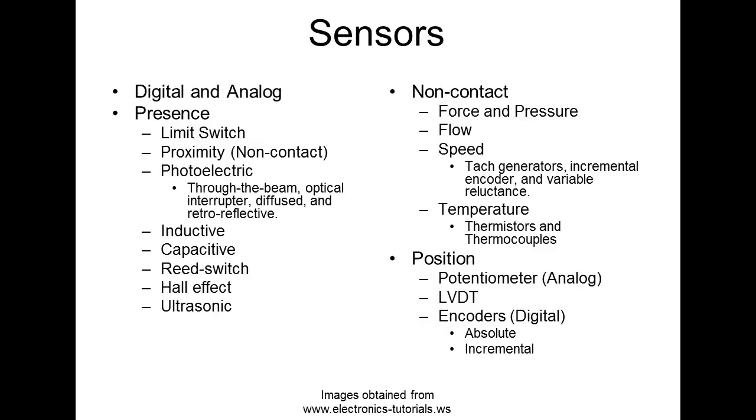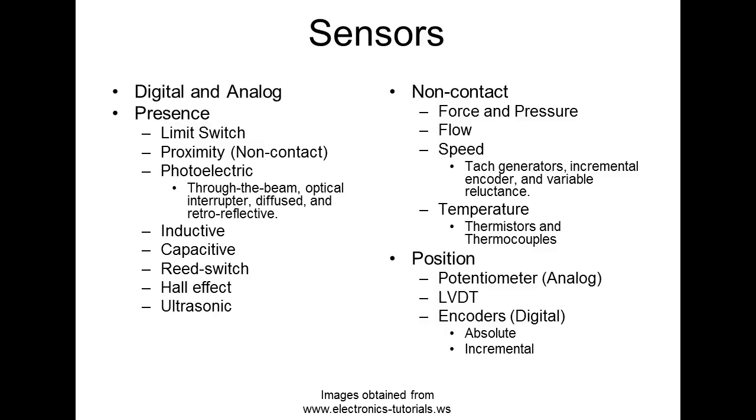So these are different types of sensors. We have sensors that sense presence, and then we have sensors that sense positions. We have sensors that sense metals, liquids and solids, and magnetic fields. We have sensors that sense pressure and temperature. Right? You understand? And the sensors themselves can be analog or digital.